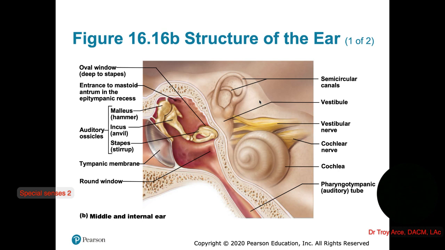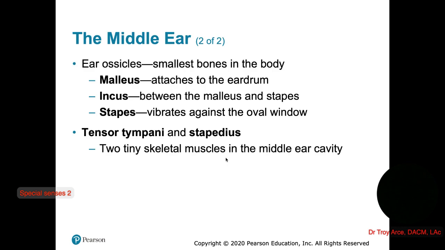Moving to the right, you have your semicircular canals, your vestibular nerve right there that runs into the vestibule, and your cochlear nerve. And then your cochlea, which is like a snail shell looking aspect. Then you have a tube that runs down. It's called the pharyngotympanic auditory tube. And we'll go and describe this even further.